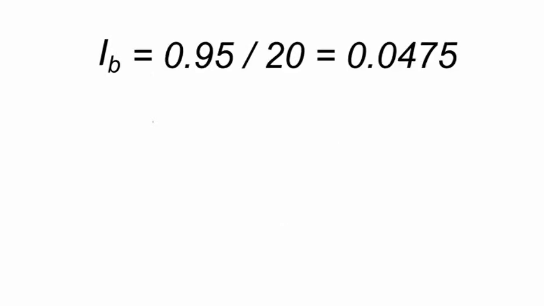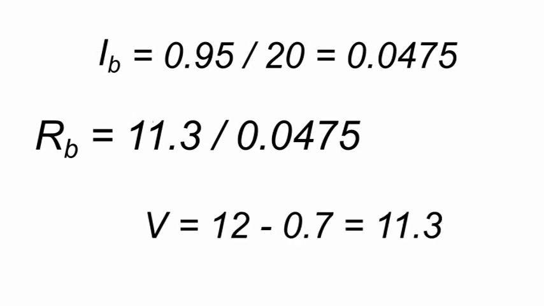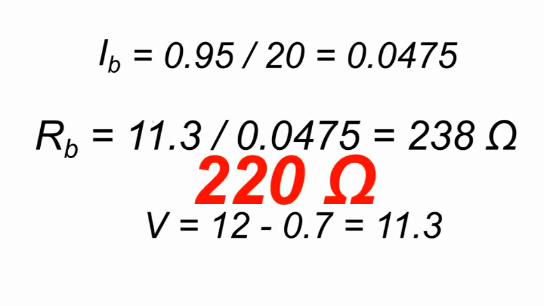First, the base current is equal to 0.95 amps divided by the minimum current gain of our transistor, that is 20. The base resistor will be equal to 11.3 volts divided by the base current. Remember that the voltage is the applied voltage 12 volts minus 0.7 volts of voltage drop through the transistor. The base resistor is then 238 ohms, and we will use the closest commercial value, that is 220 ohms.